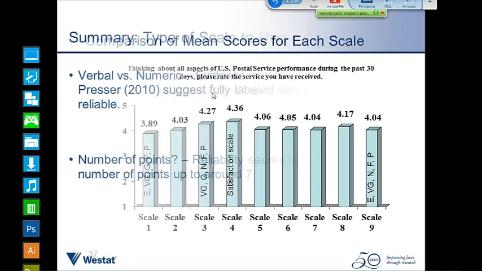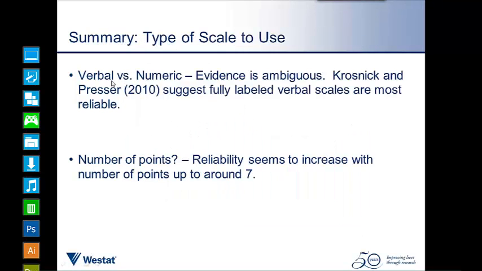So in summary, in terms of scale usage, in terms of using verbal scales versus numeric scales, the evidence is ambiguous, and the literature suggests that fully labeled scales are more reliable than partially or endpoint-only labeled scales. And in terms of the scale length, it seems from the literature that reliability increases with the number of scale points up to around 7. So you should try not to go above 7-point scales.